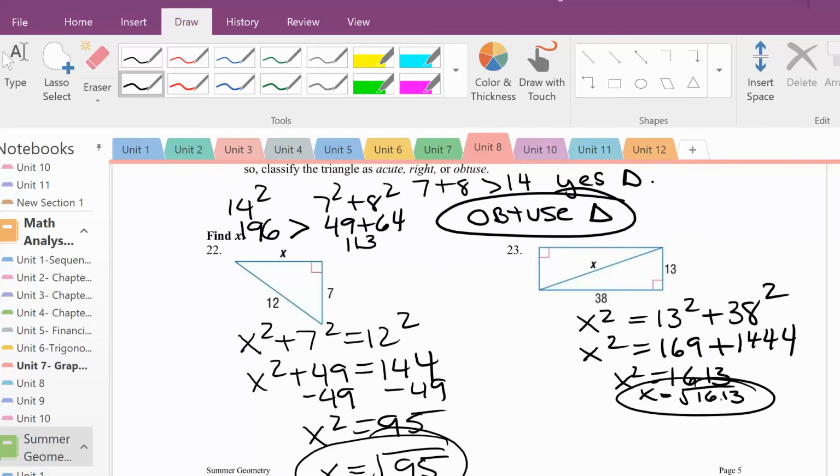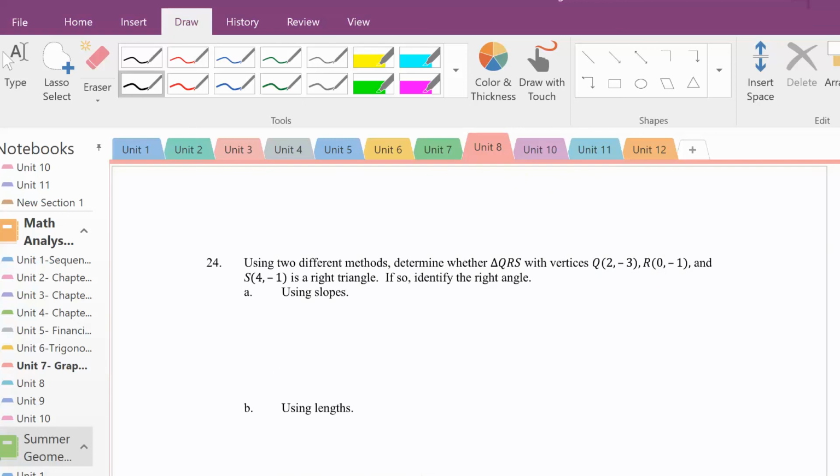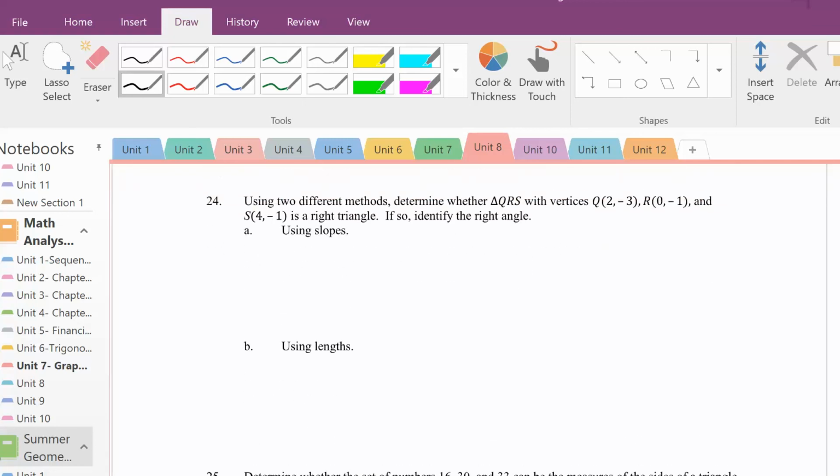All right, so that concludes our video on part 2. Actually, sorry, it does not. We still have one more page left. So here we're going to take a look using two different methods, determine whether triangle QRS with vertices Q, R, and S is a right triangle using slopes, and then using lengths.